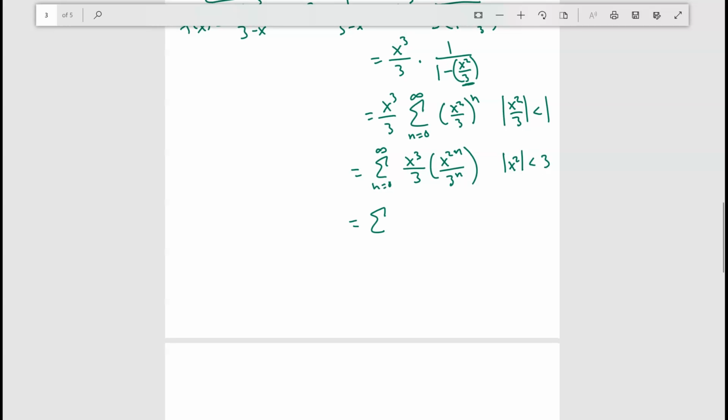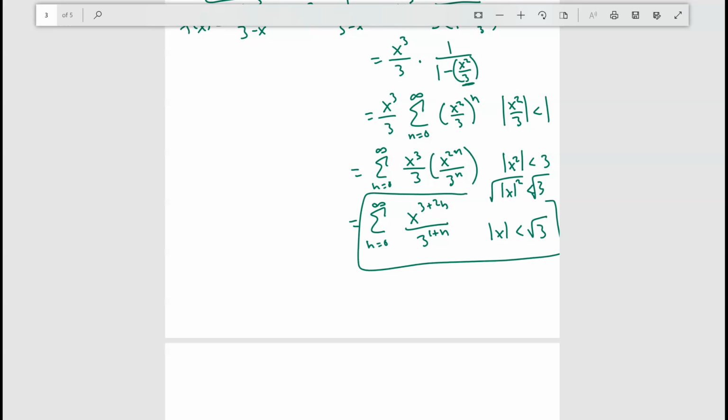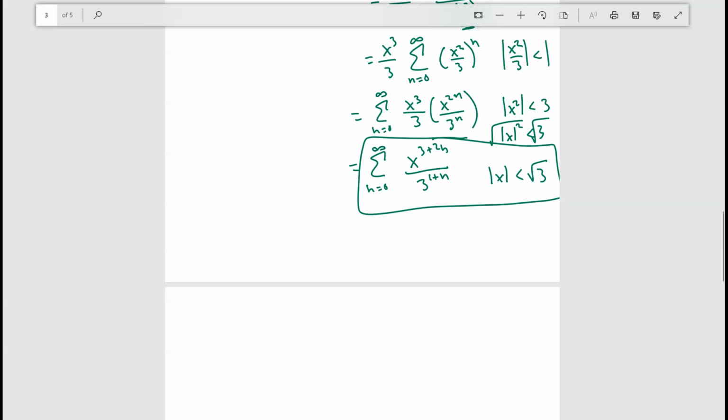So let me clean this up a little bit more. Sum from n equals 0 to infinity. The top part is just going to be x to the 3 plus 2n. The bottom part is going to be 3 to the 1 plus n. And then here, I can just have it as x squared less than 3. I take the square root of both sides, so the absolute value of x is less than the square root of 3. Okay, so this is going to be my interval of convergence. Now, if you really want to write the interval, notice that I can just write it as negative square root of 3 to square root of 3.